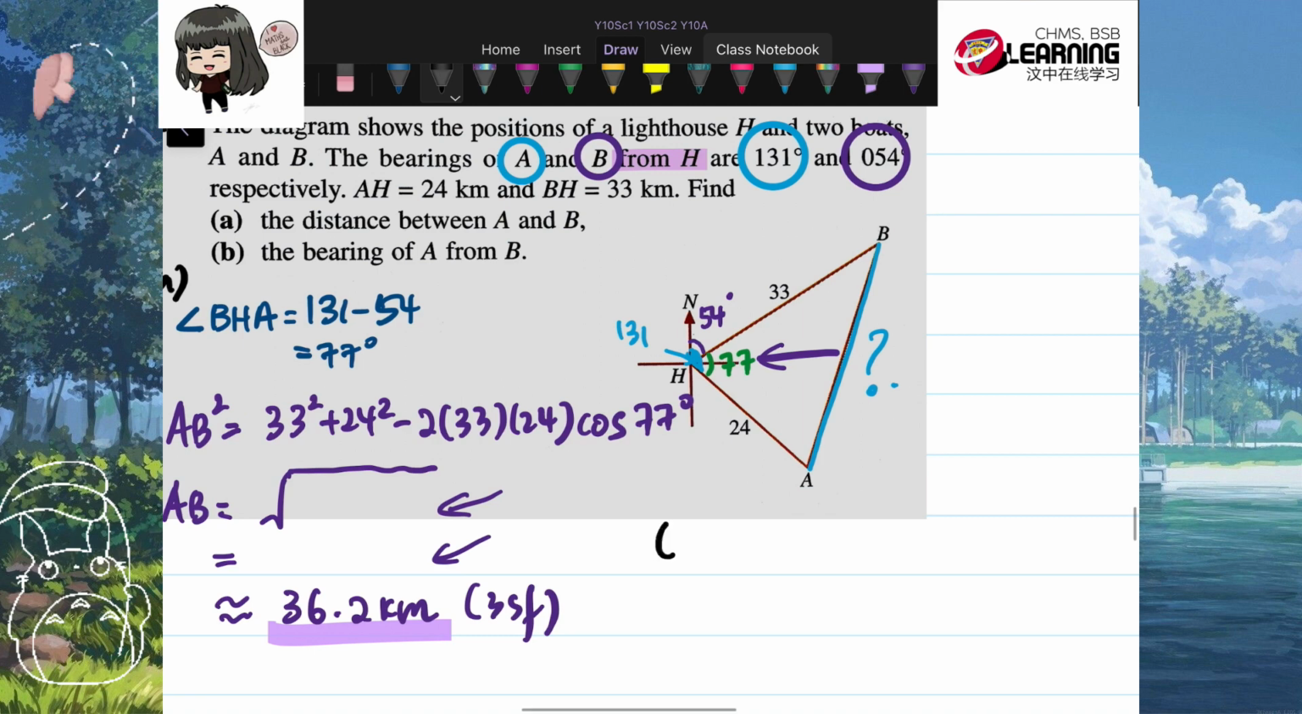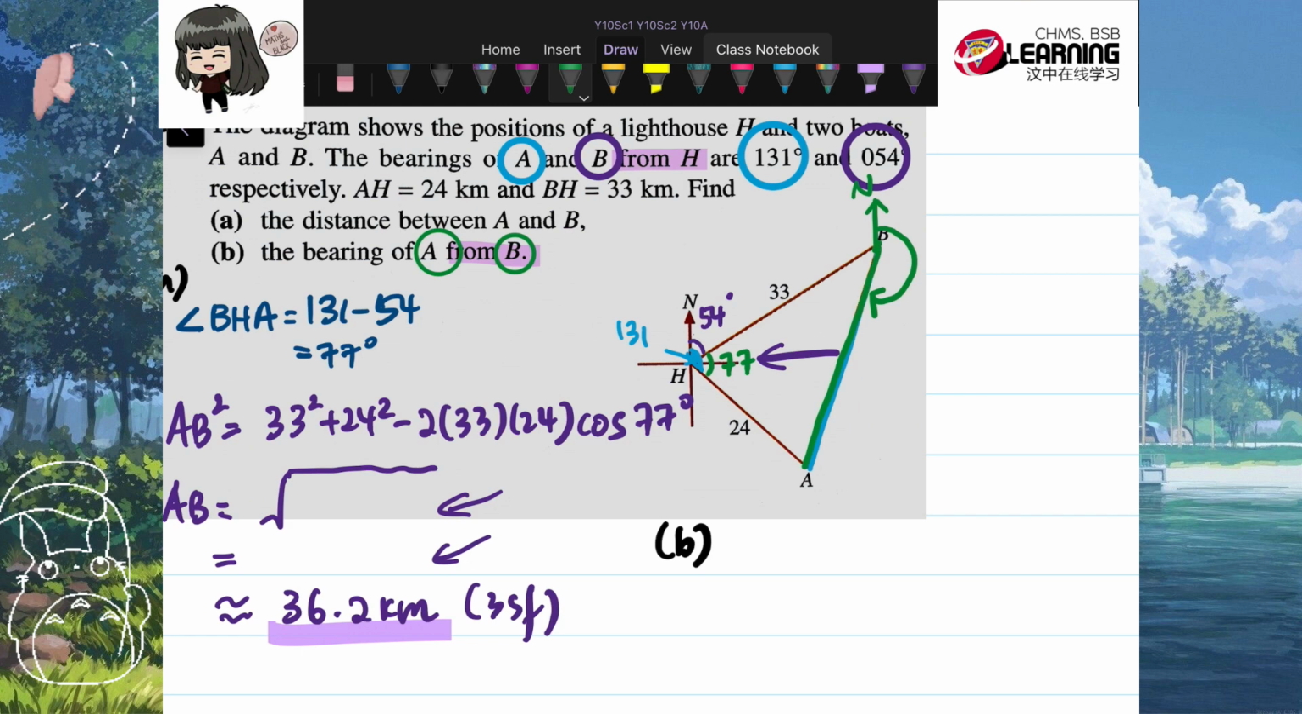For part B, the bearing of A from B. Now they're asking you to find a bearing. The connecting line is BA, this BA. And then from B, you need to draw a north line. The angle, or the bearing that you need to find, is the whole thing here like this.